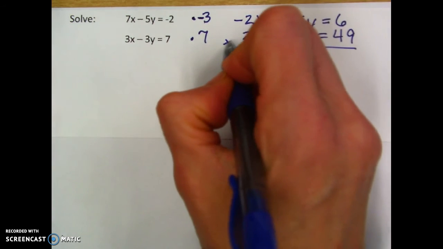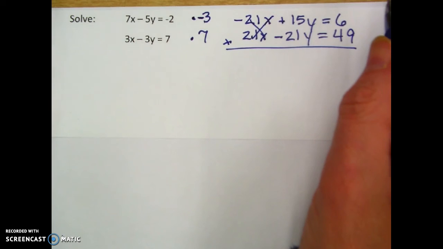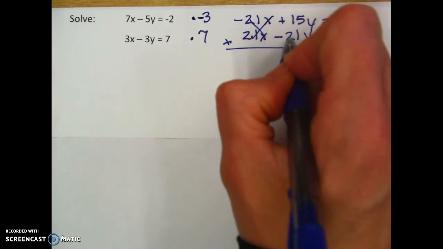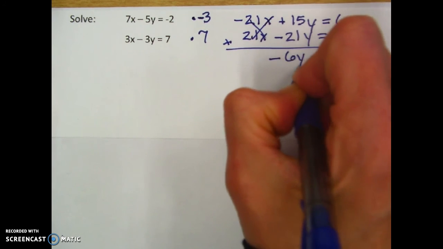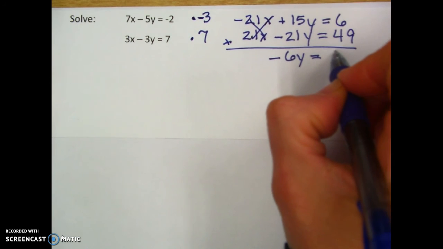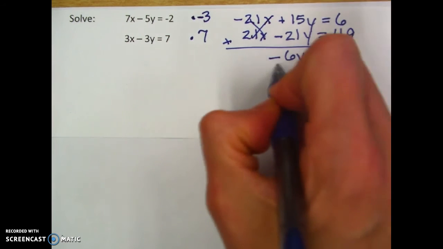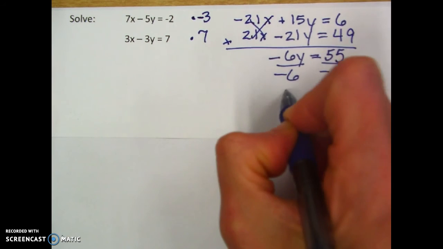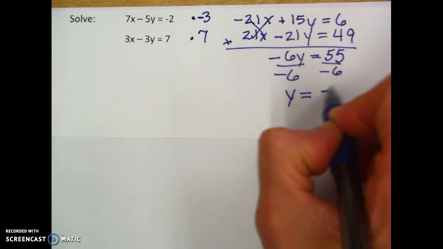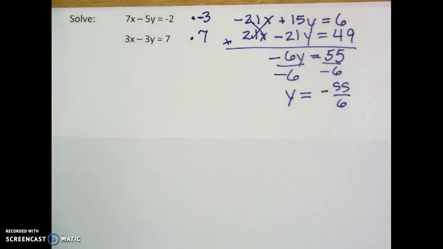Now, if we add these two equations, the x's eliminate. That's why it's called elimination. The y's, we get negative 6y. And over here, we get 55. Divide by negative 6. And y equals negative 55 over 6.